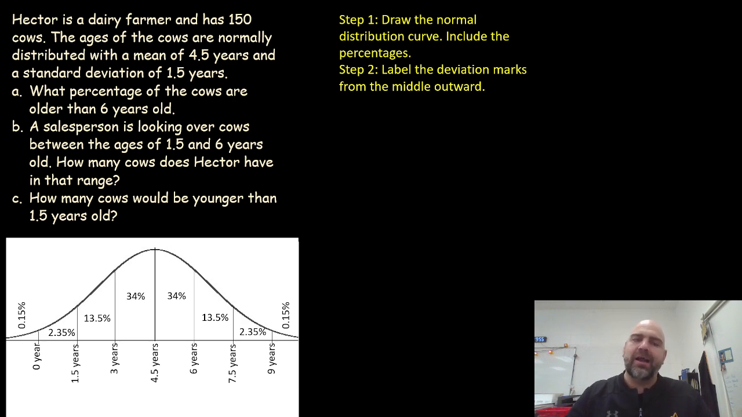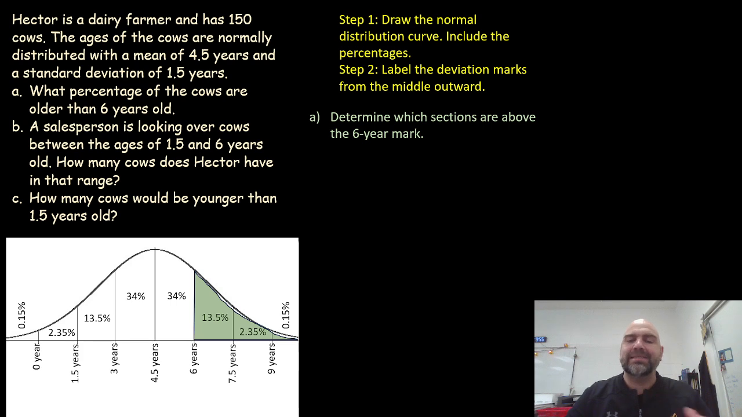Now, this might be a little bit inaccurate because there is a percentage below 0, but we're just going to leave that out for the time being. The question asks, what percentage of the cows are older than 6 years old? So what we're going to do is determine the sections that are above the 6-year mark. That is this grouping right there, everything from 6 years and up. That's 3 sections that we have to include. We add all the percentages up, and that's going to give us a total of 16%. So 16% of the cows are older than 6 years old.